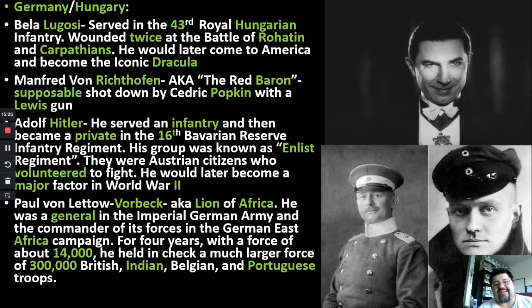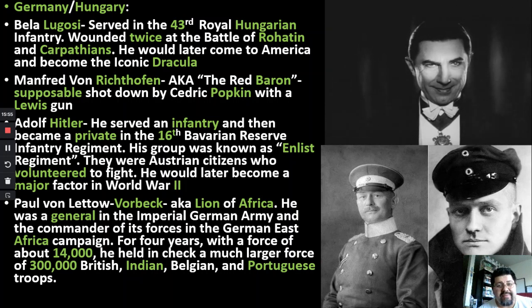Another guy we talked about last week was Manfred von Richthofen, otherwise known as the Red Baron. Now, here's the thing I didn't mention in those notes. Supposedly, well, we do know this. He was shot down. His plane crashed. He died during World War One. Now, supposedly, he was shot down by this guy named Cedric Popkin when he was using the Lewis gun.